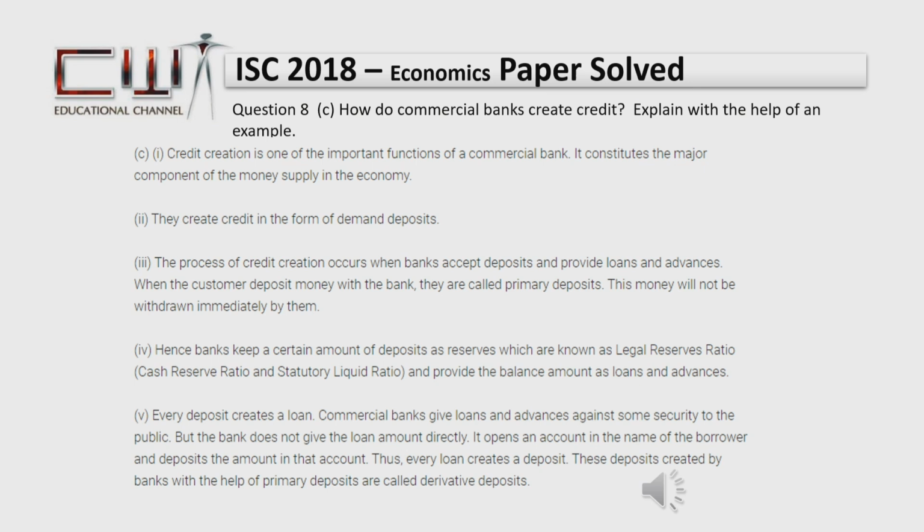Commercial banks give loans and advances against some security to the public, but the bank does not give the loan amount directly. It opens an account in the name of the borrower and deposits the amount in that account. Thus, every loan creates a deposit. These deposits created by banks with the help of primary deposits are called derivative deposits.